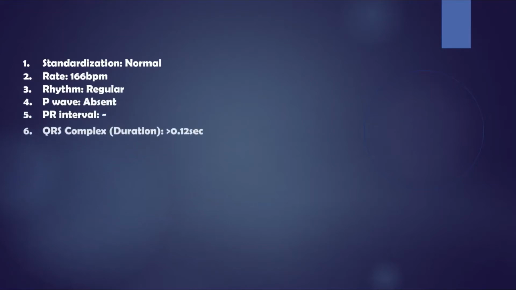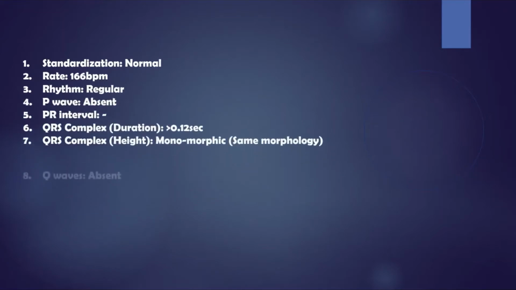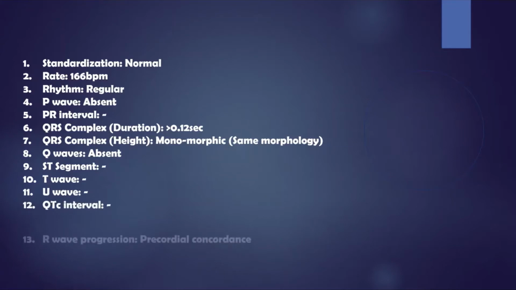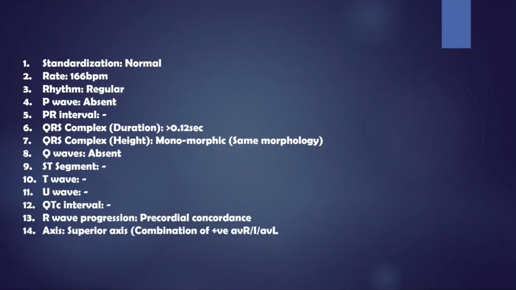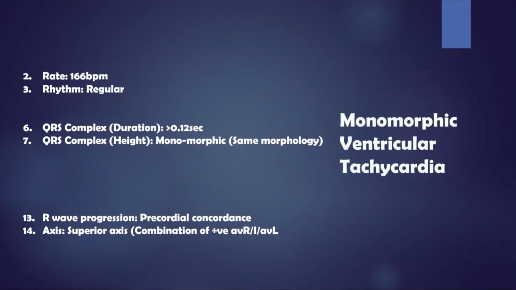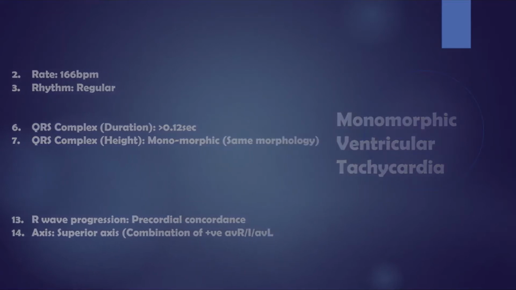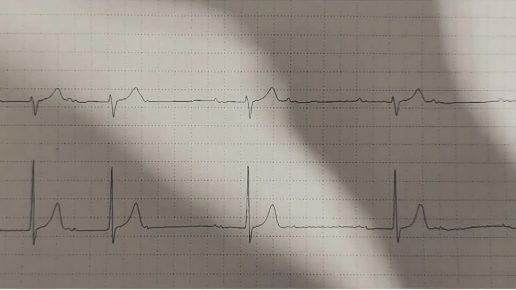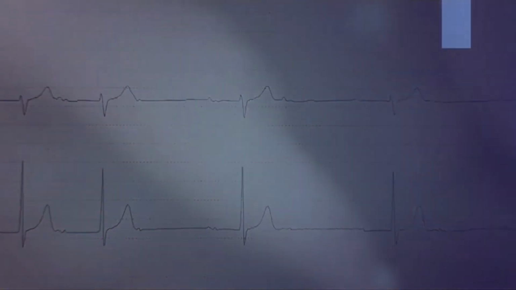So rate of 106 beats per minute with a broad complex QRS, same morphology throughout. And the only differential that's possible now is a ventricular tachycardia. Let's look at the next ECG. So this is a Holter, pause and interpret.